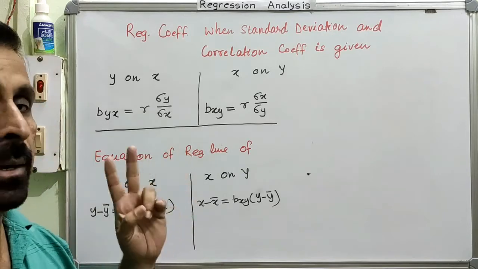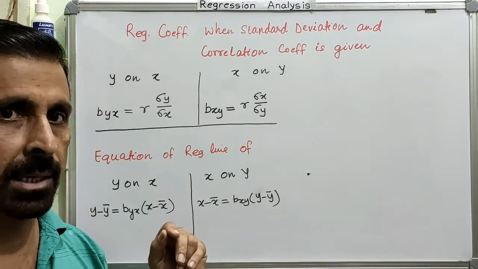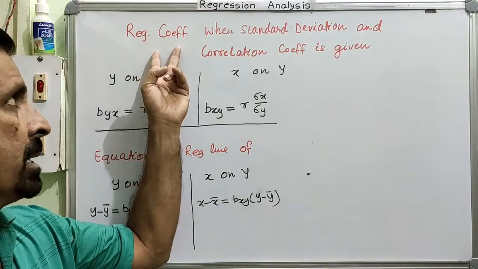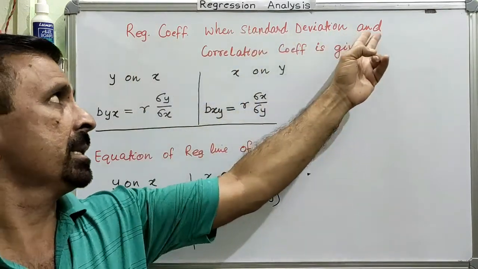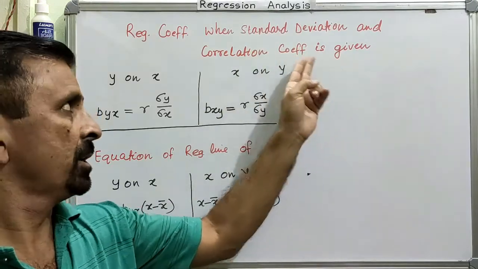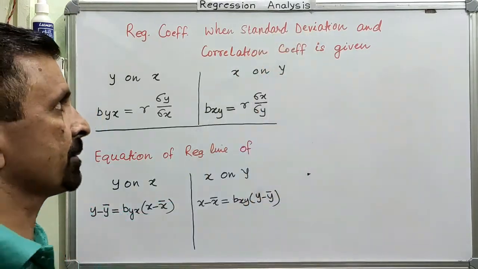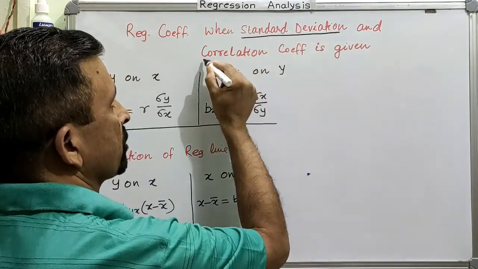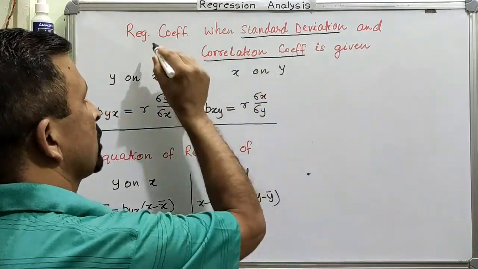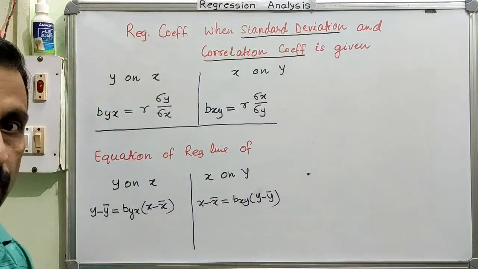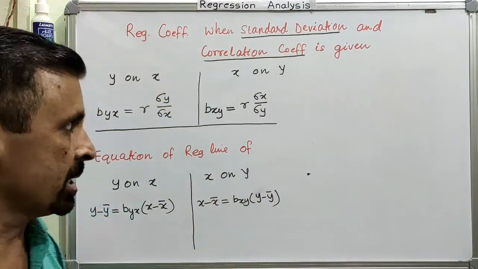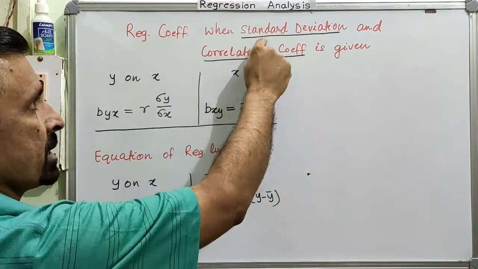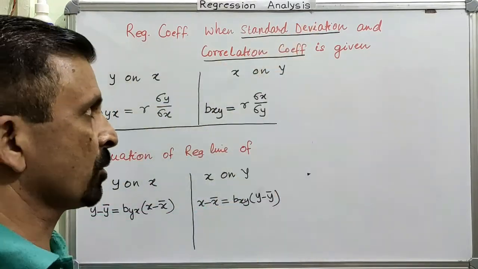We have already learned 2 methods of calculating the regression coefficient. So here we can calculate the regression coefficient when you have the standard deviation and the correlation coefficient. If the standard deviation and the correlation coefficient are given, we can also find out the regression coefficient. Clear? So let us see the formula.